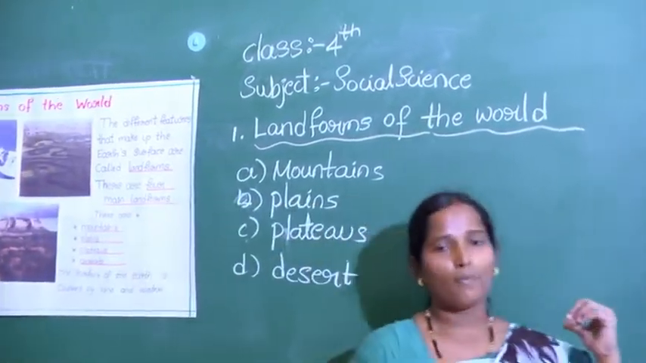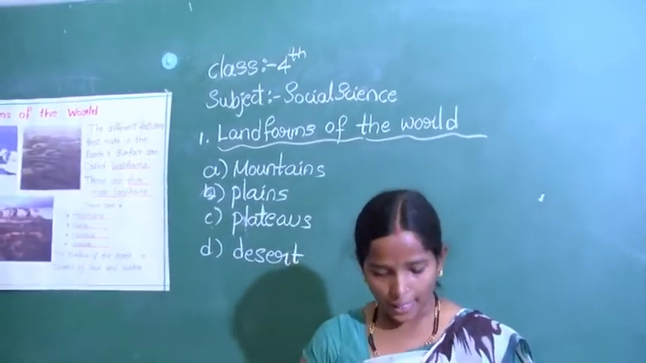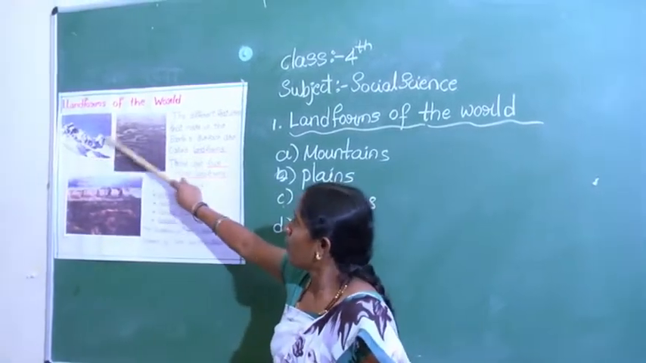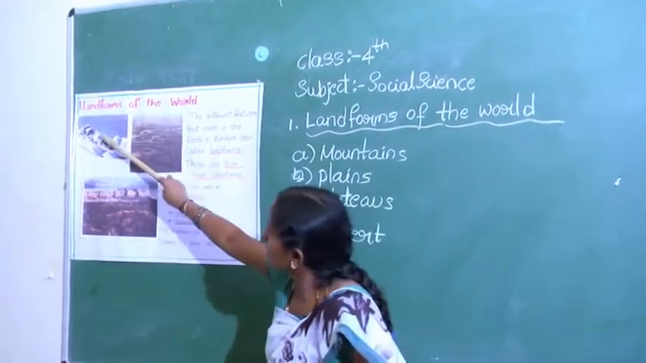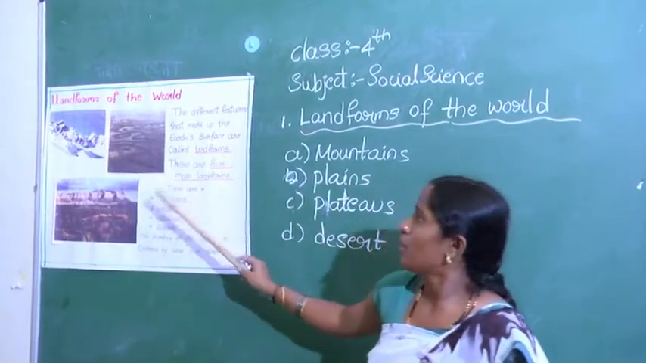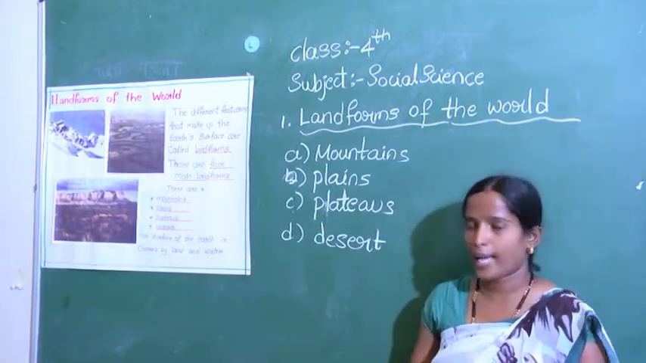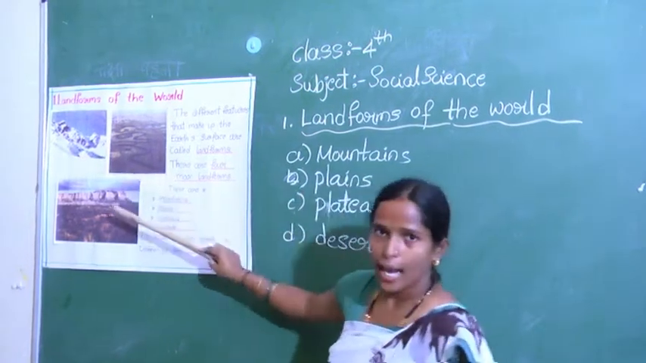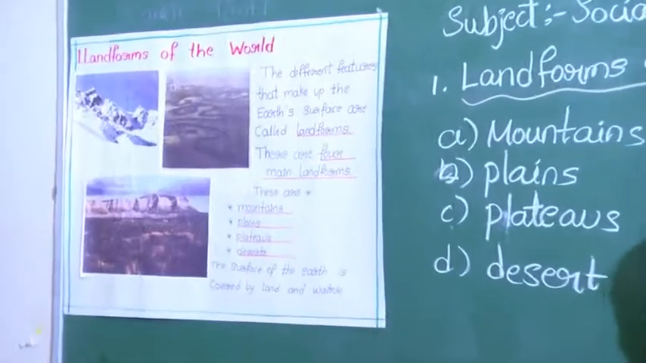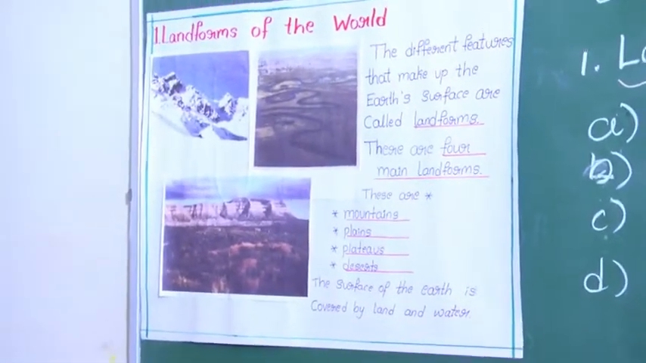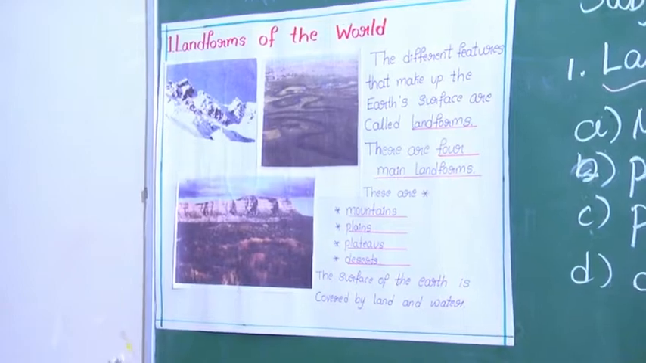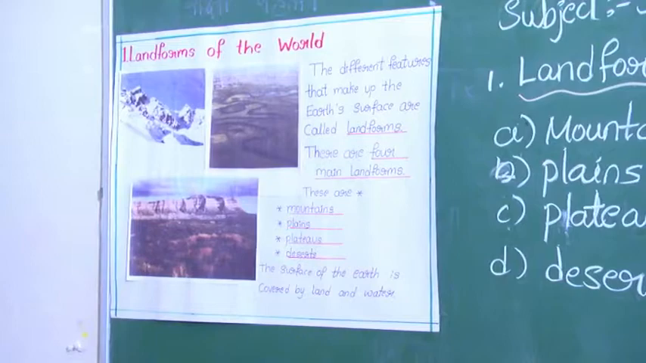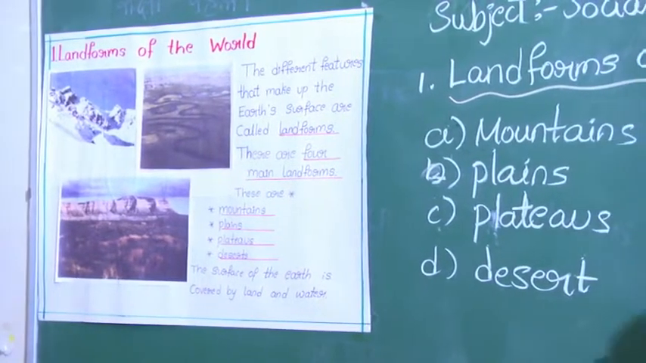These landforms are formed by the forces that act on the surface of the earth, such as water, wind, and ice. You can see the ice here. Some landforms are formed by processes occurring deep inside the earth. So now we come to know about mountains, valleys, and passes.